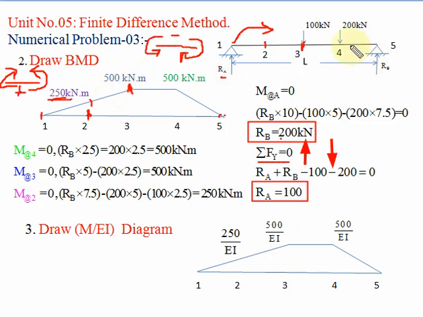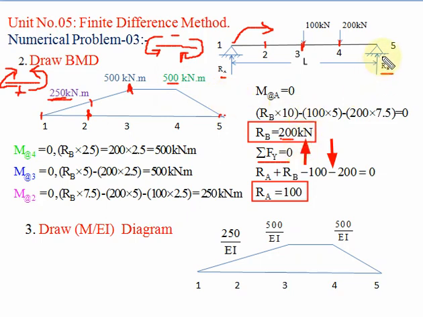Now to find the bending moment at node 4, we will consider the summation of forces on the right hand side. Here the force is Rp. The value of Rp is 200. So 200 into 2.5 is equal to 500.